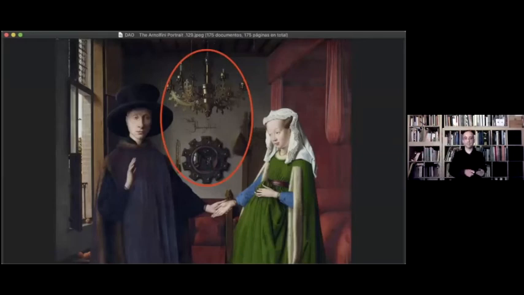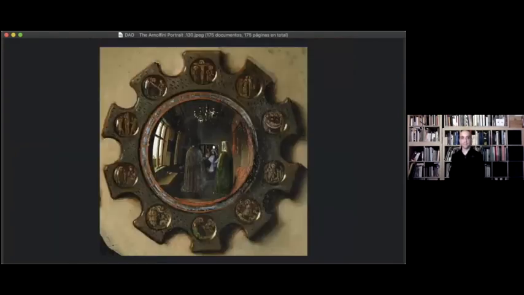And on the other hand, about the mirror, the only direct biblical reference are the 10 roundels surrounding the mirror, depicting the Passion of Christ. The storyline starts at the bottom toward the left.